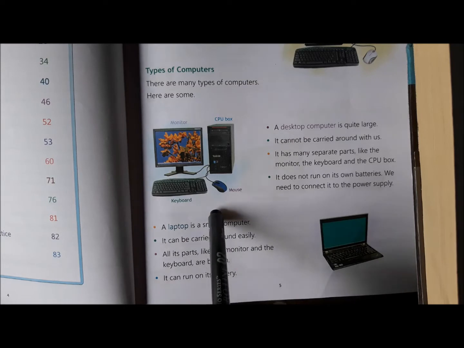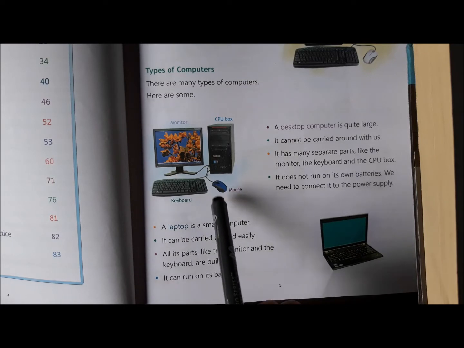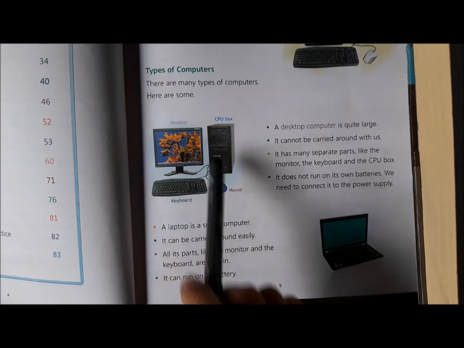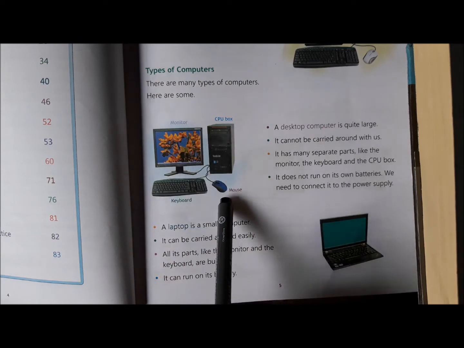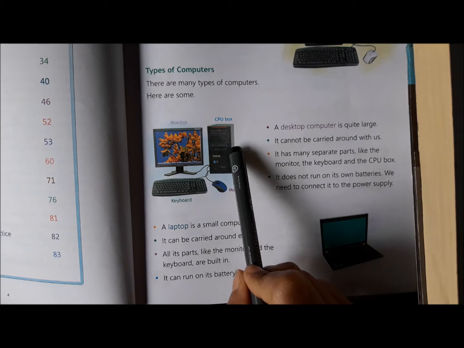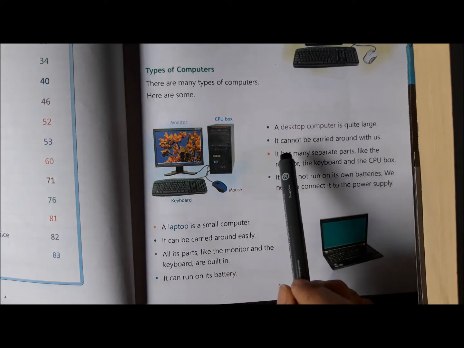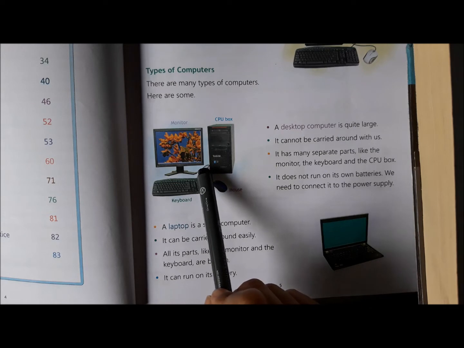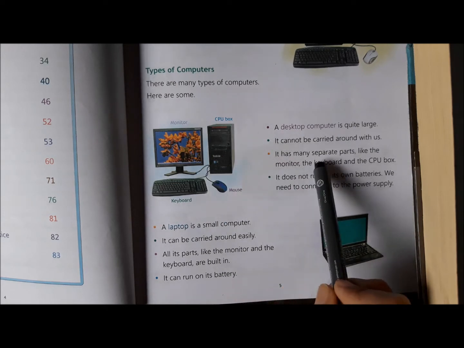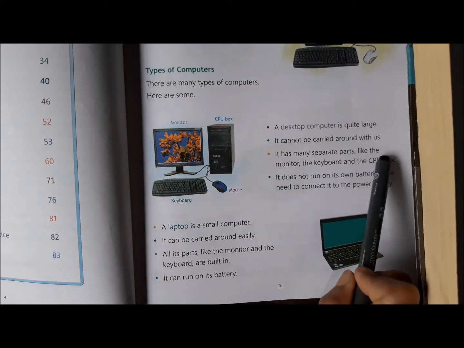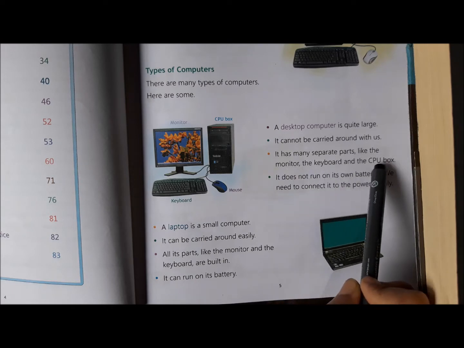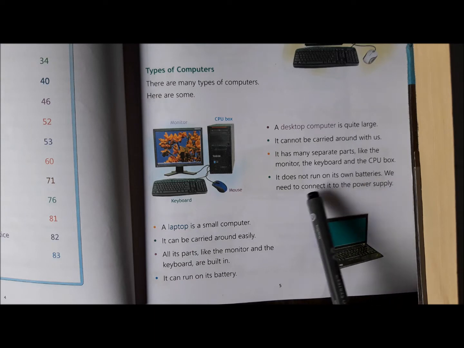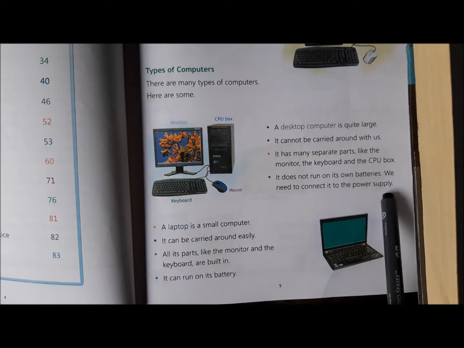We all remember this is a desktop computer because it stays on top of a desk when we work on it. And here's the monitor, the keyboard, the mouse, and the CPU box with the CPU inside it. And it's very heavy, so it cannot be carried around with us. It has many separate parts like the monitor, keyboard, and the CPU box. It does not run on its own battery. We need to connect it to the power supply.